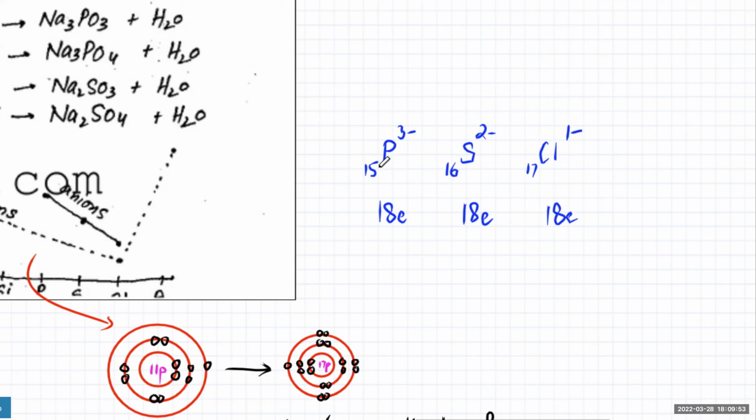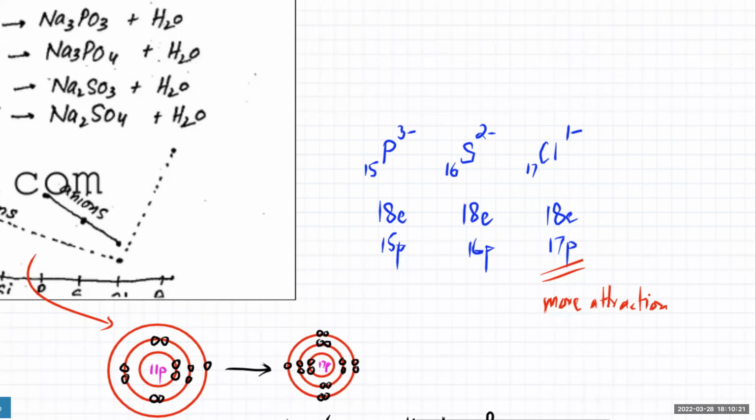But phosphorus only has 15 protons. Sulfur has 16 protons. And chlorine has 17 protons. So who's going to attract electrons more strongly? In chlorine's case, there's going to be more attraction. So it's going to be smaller in size, because it's got 17 protons, so there's more attraction.